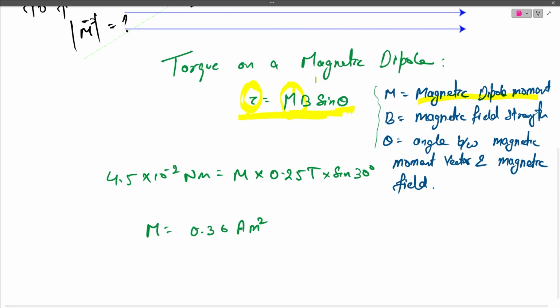Now putting all those values in the given equation, we will get the value of m as 0.36 ampere meter square.